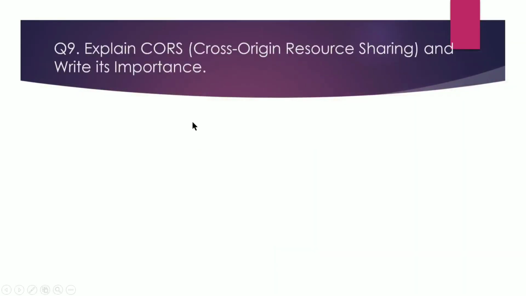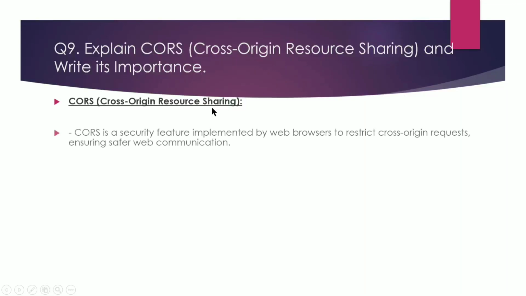So the next question that we have is explain CORS, cross origin resource sharing, and what is its importance. So this is the next question that you might be asked. CORS, as stated, stands for cross origin resource sharing. Now let's see why it is used. CORS is a security feature implemented by web browsers to restrict cross-origin requests, ensuring safer web communication.